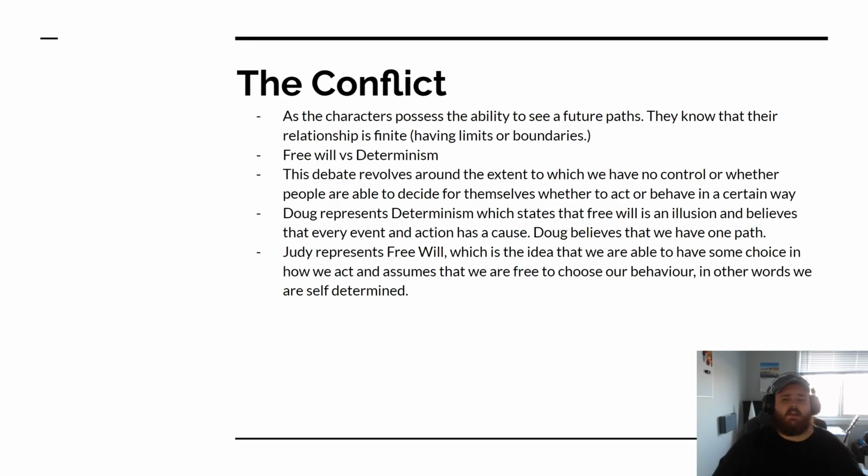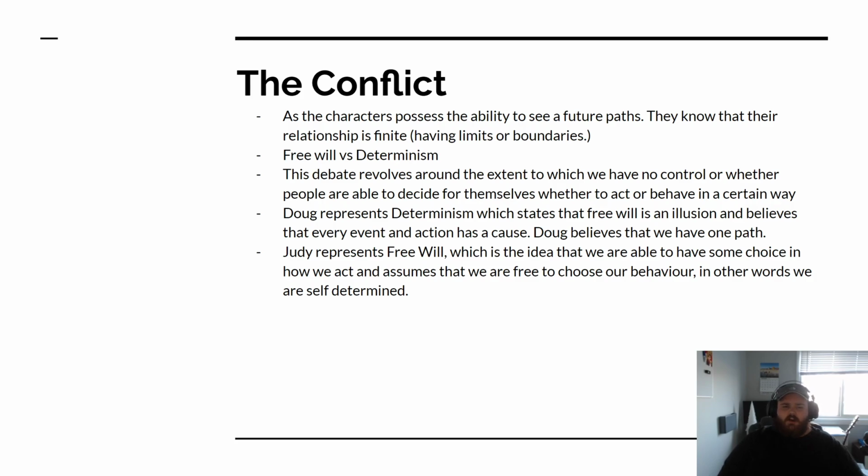The conflict, okay? So, right off the top, the characters possess the ability to see paths. They know their future, that their relationship is finite, having limits or boundaries, okay? As we know, through the title, their relationship's going to last 6 months and 3 days, okay? And they know that, and they establish that right from the start.